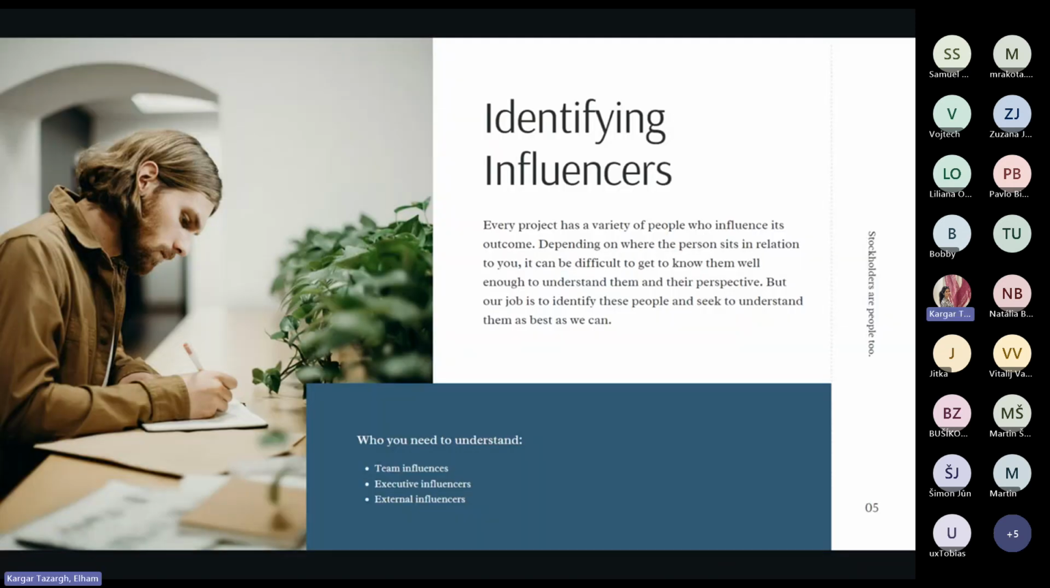The next thing on the shoulders of the UX designer is to identify the influencers. There are always some people in your projects who can influence the outcome of your meetings. So you need to understand who these people are in your projects. They can be team influencers, executives, or externals. But it is your task to identify them and create a mutual understanding and relationship with them.